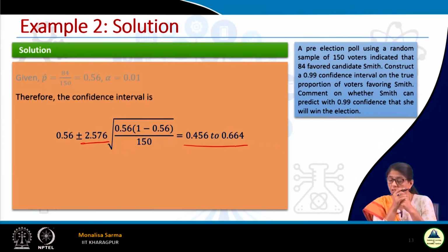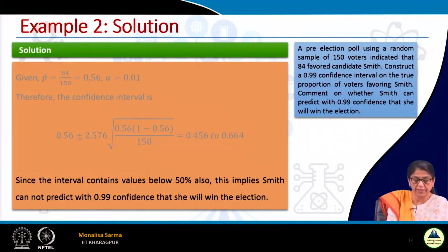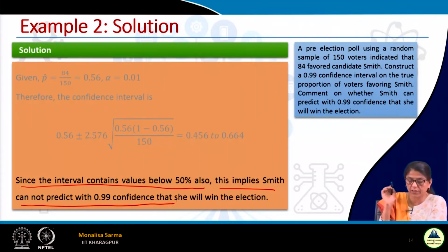That means, what is the last question it is asking? Comment on whether Smith can predict with 0.99 confidence that she can win the election. For winning the election, at least more than 50% should vote, right? So here the voters, we have values below 0.5 also. Of course, we have values above 0.5, but we have values below 0.5 as well. So since the interval contains values below 50% also, this implies Smith cannot predict with 0.99 confidence that she will win the election. Fine.